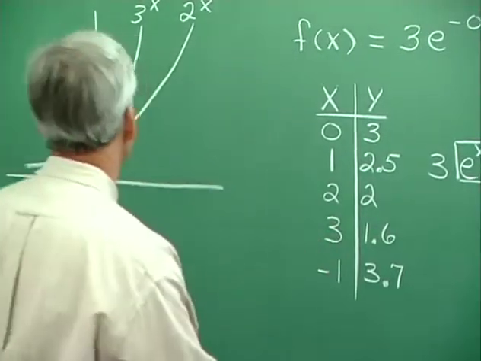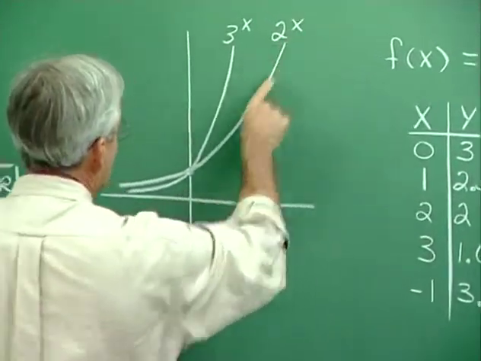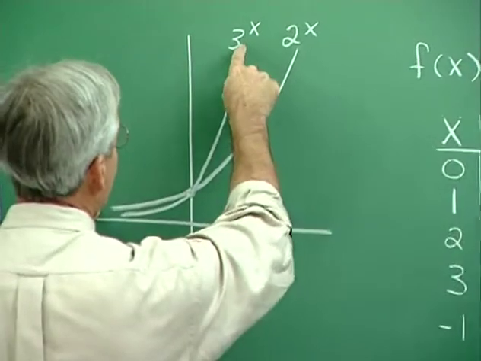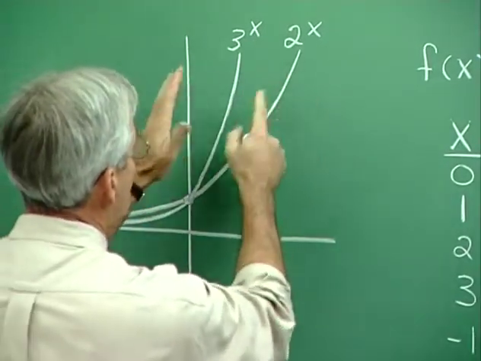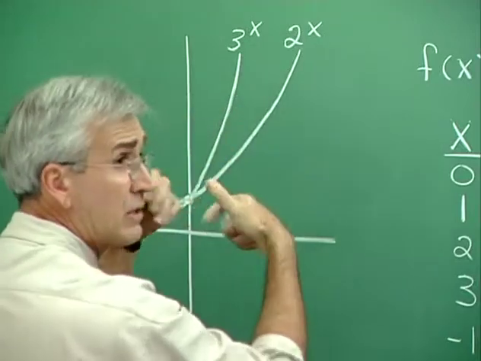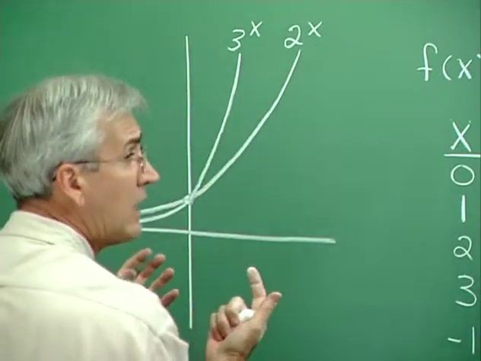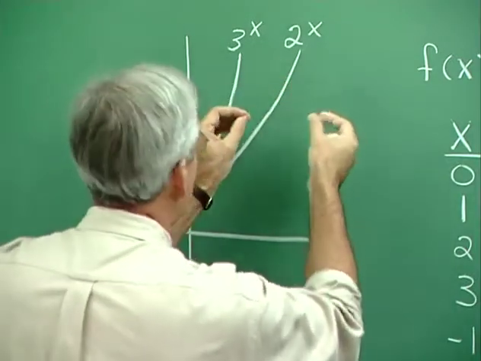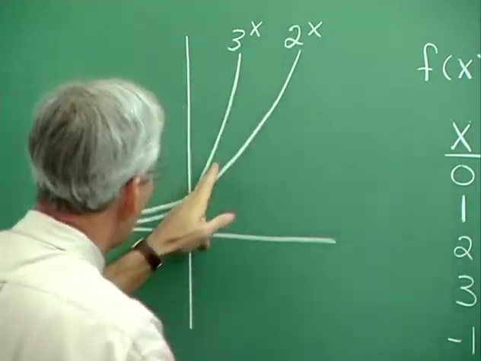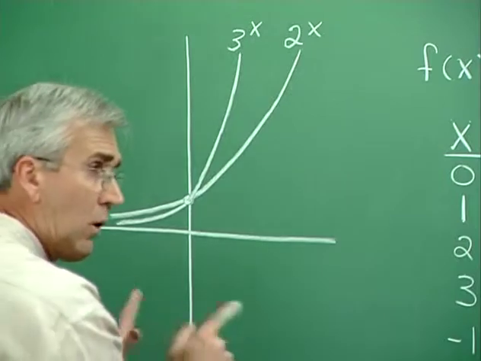Well, consider this notion. 2 to the x has this as its graph, 3 to the x has this as its graph. It kind of makes sense that e to the x will have its graph somewhere between these because the approximate value of e is 2.7. So it's 2.7 to the x power, and so its graph will be right in this neighborhood. Now why is that important?